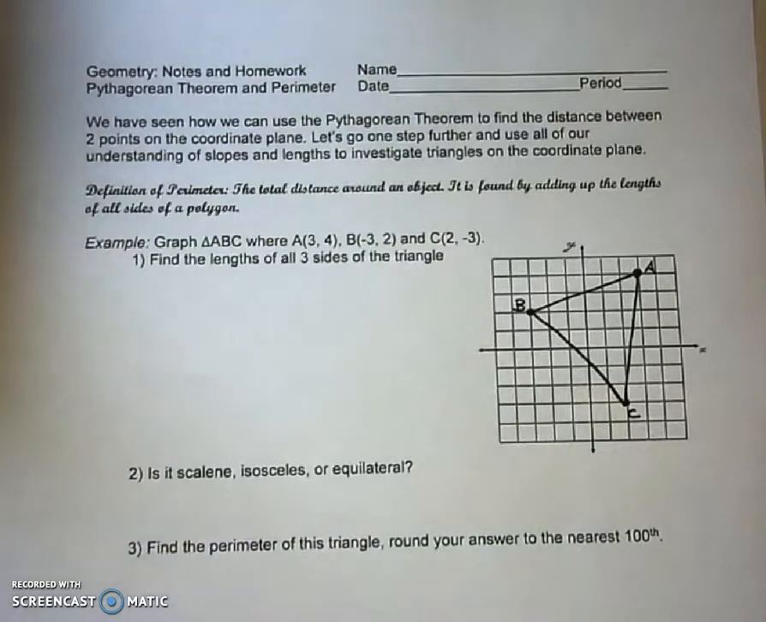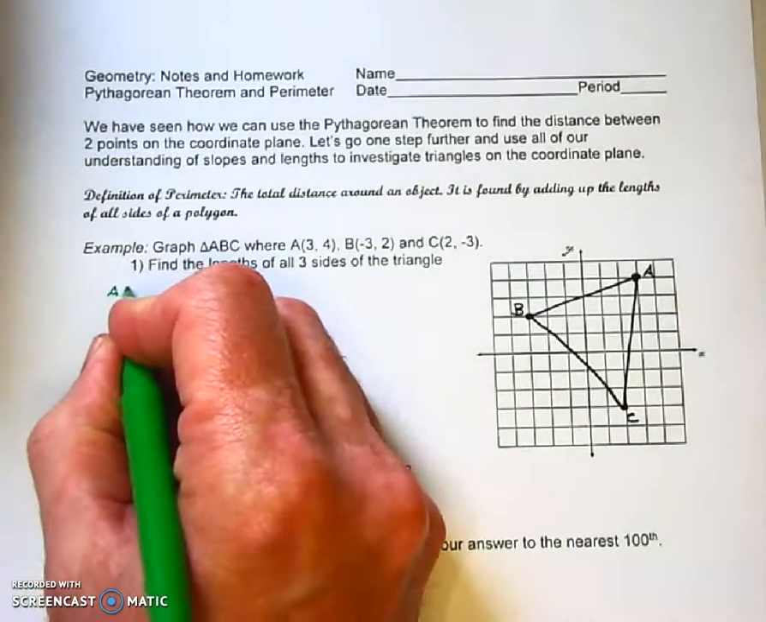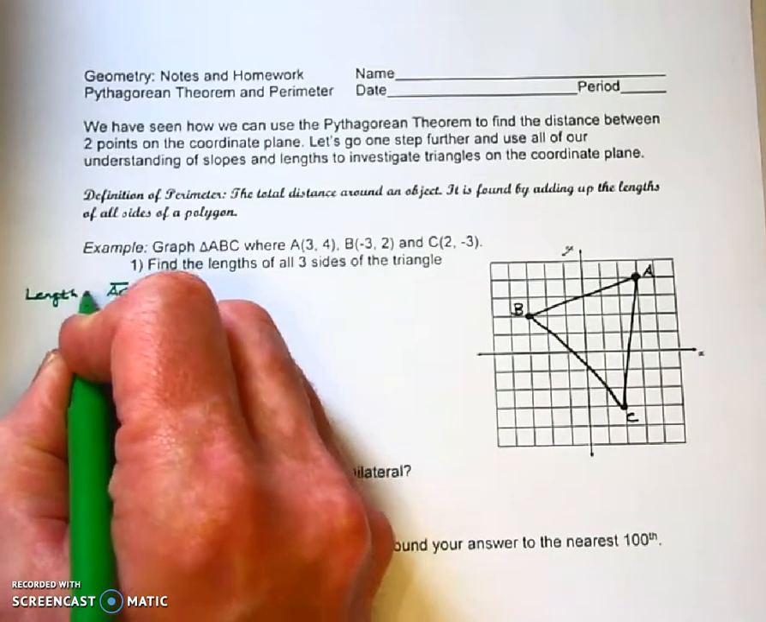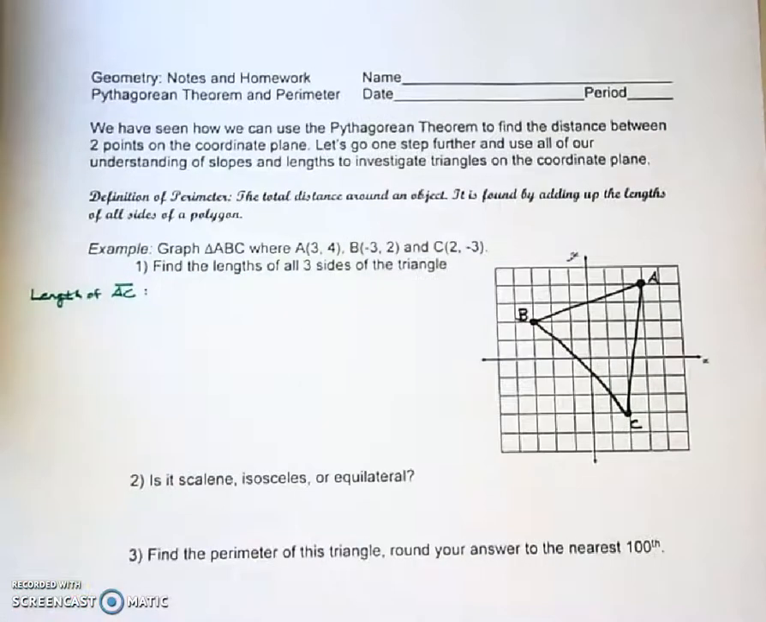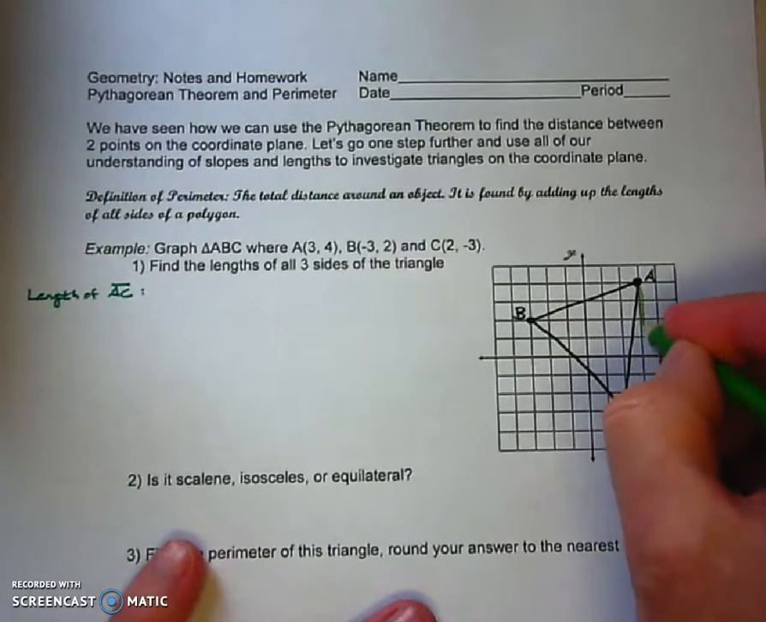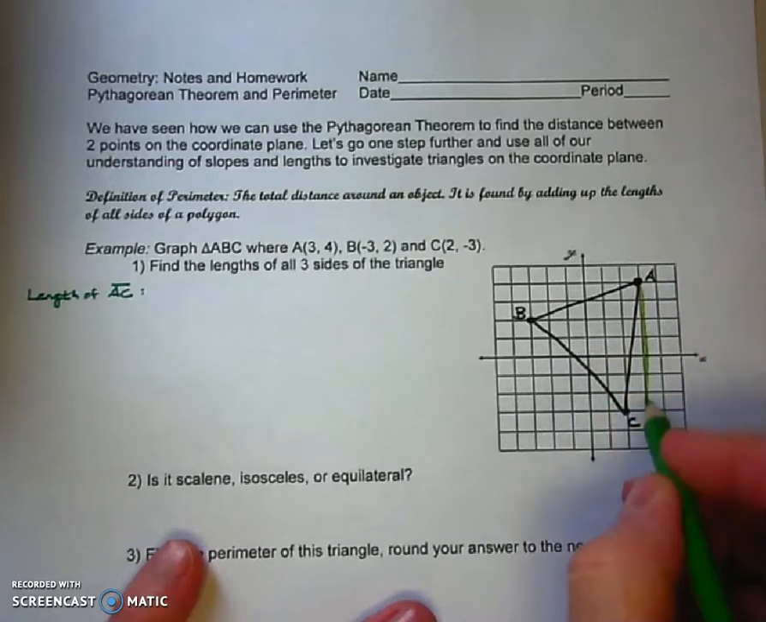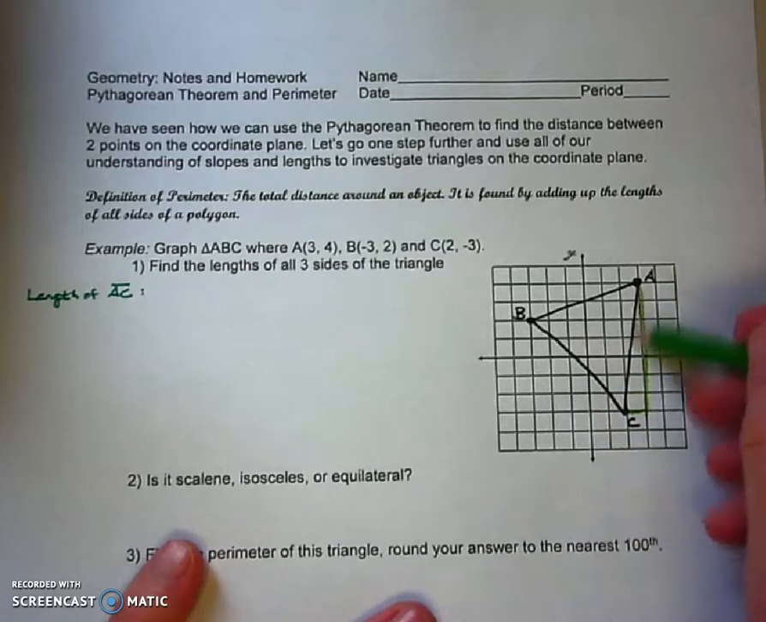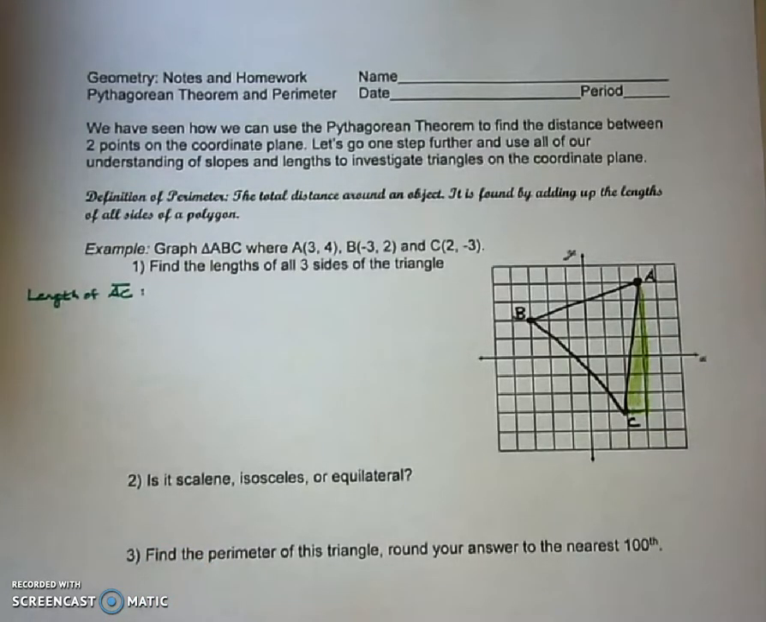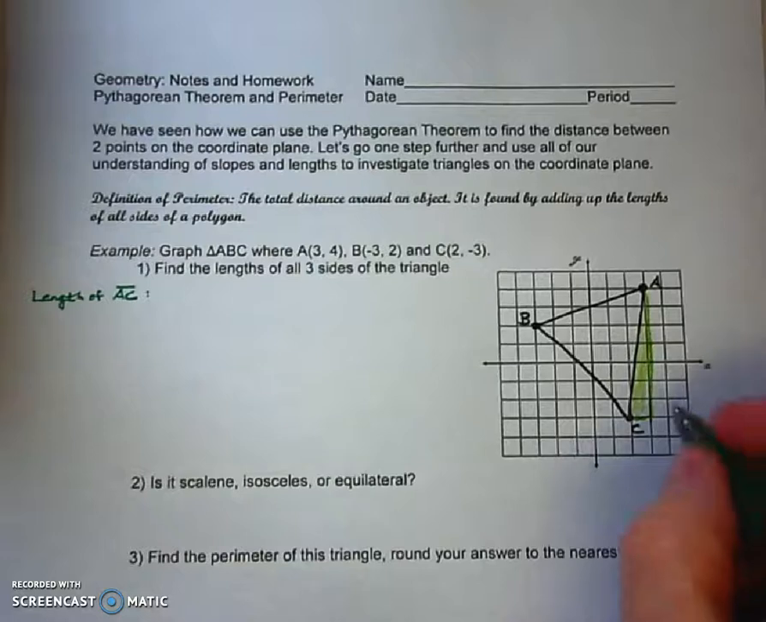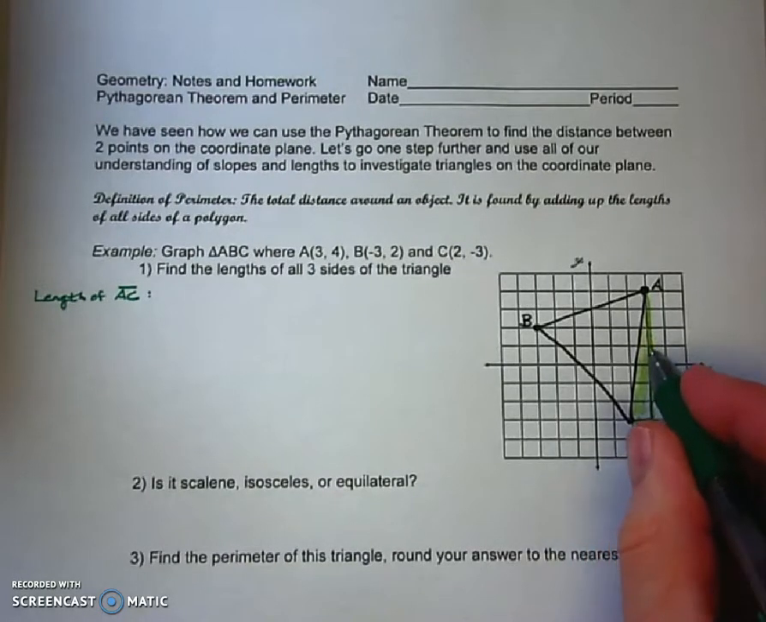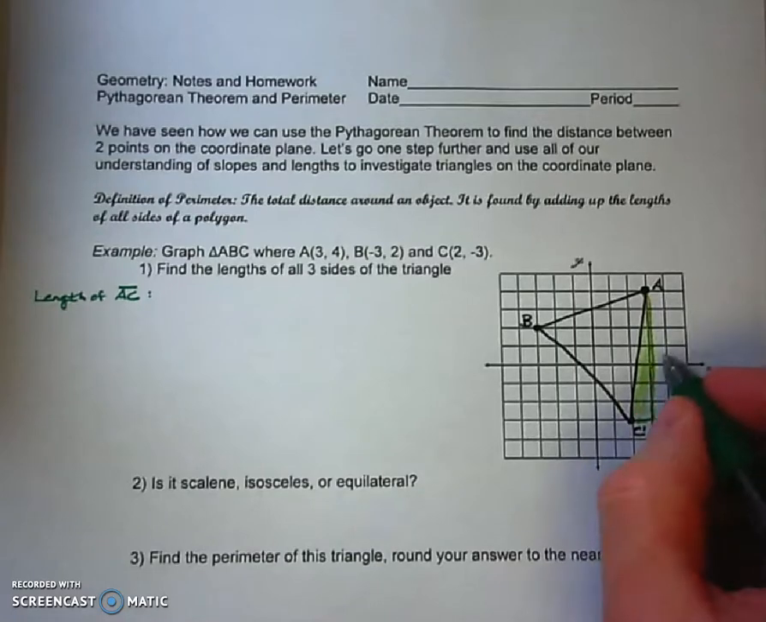I'm going to start out finding the length of side AC. To do that, I'm going to make a right triangle that uses AC as its hypotenuse. So there's my right triangle. It's green, and it involves AC as the hypotenuse. So let's do our distance formula. We know this is 1. We know this is 1, 2, 3, 4, 5, 6, 7.